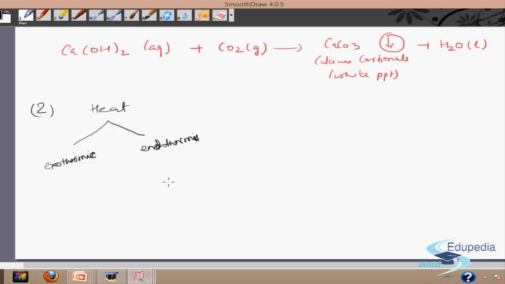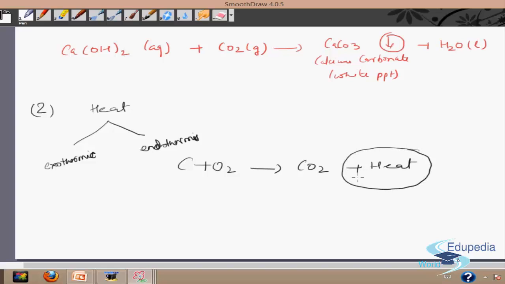For example, when carbon burns in oxygen to form carbon dioxide, that is C plus O2 gives CO2 plus heat. So to indicate the exothermic, we can write like this. That is, we can add heat to the product side.